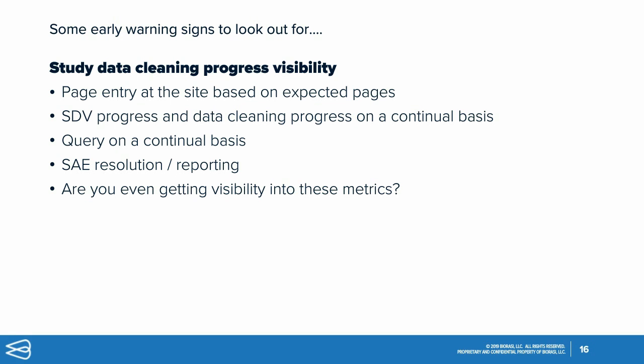So some of the things to look out for are, number one, obviously the page entry by the site. It starts at the site, right, with entering data, making sure there's visibility so that you can see if there's a lag or if there are a lot of pages at the site that have not been entered into the EDC. That's an early sign. Obviously the SDV progress, because monitoring is the single biggest, I would say, workload item in a clinical study.